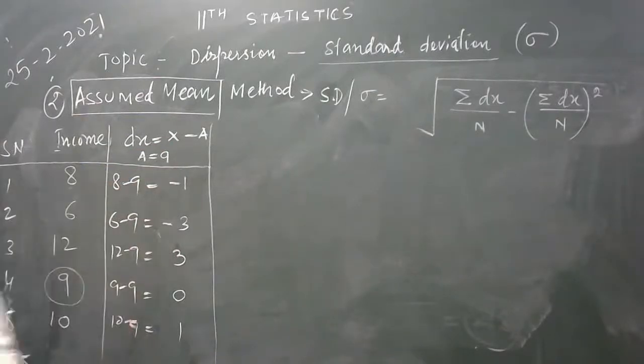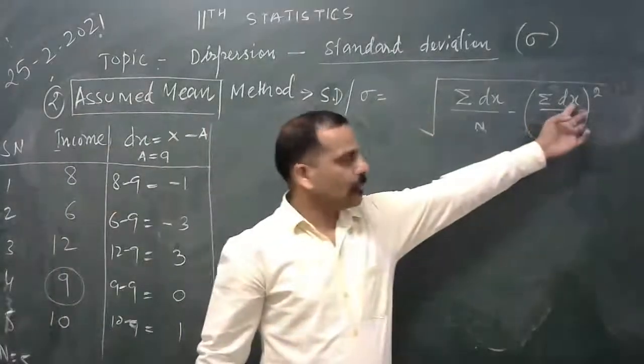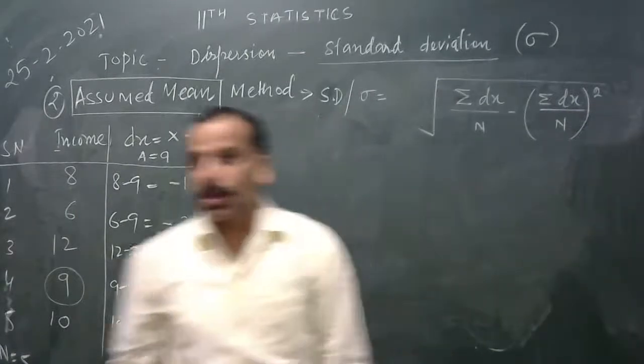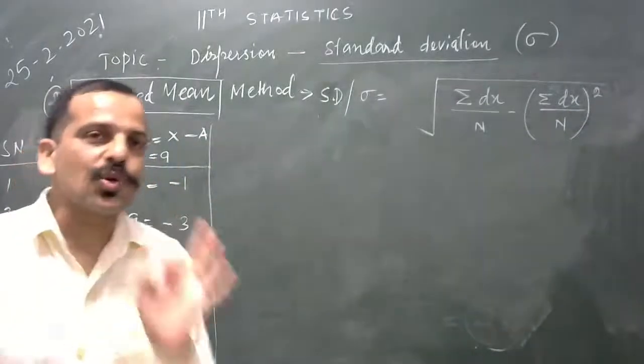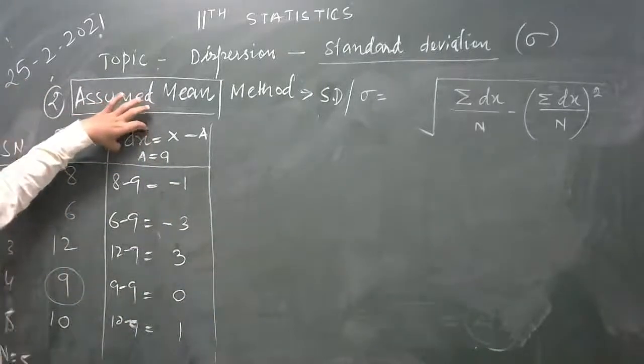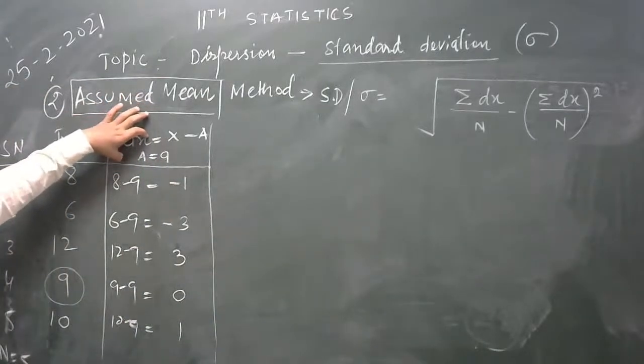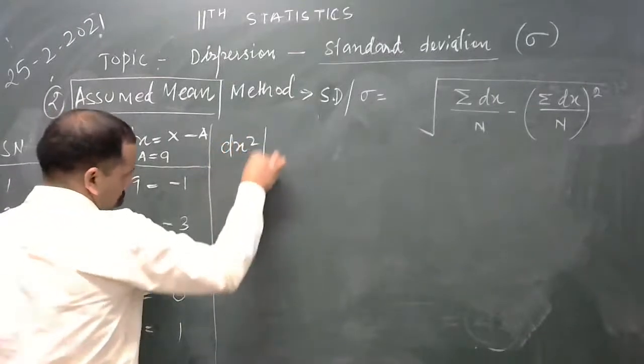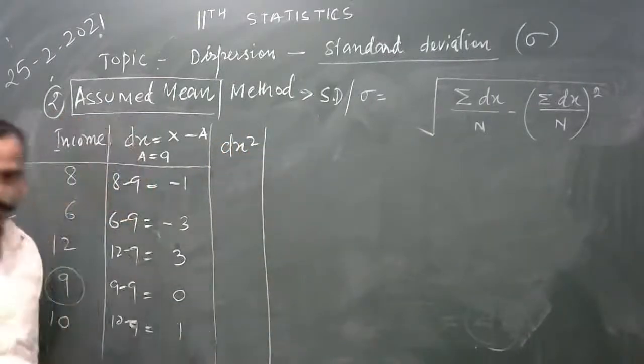What is the next step now? Look at the formula this side. Dx square, the square of the deviation. This is nothing but the deviation. Now square of the deviation, dx square.